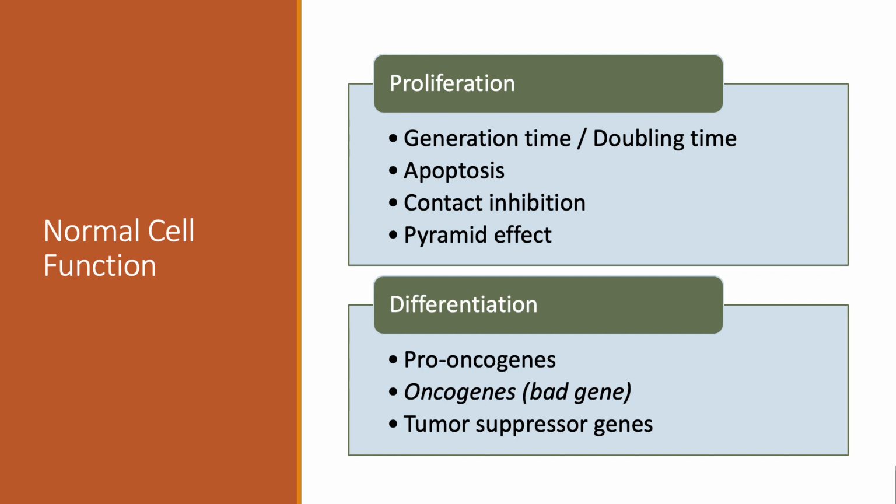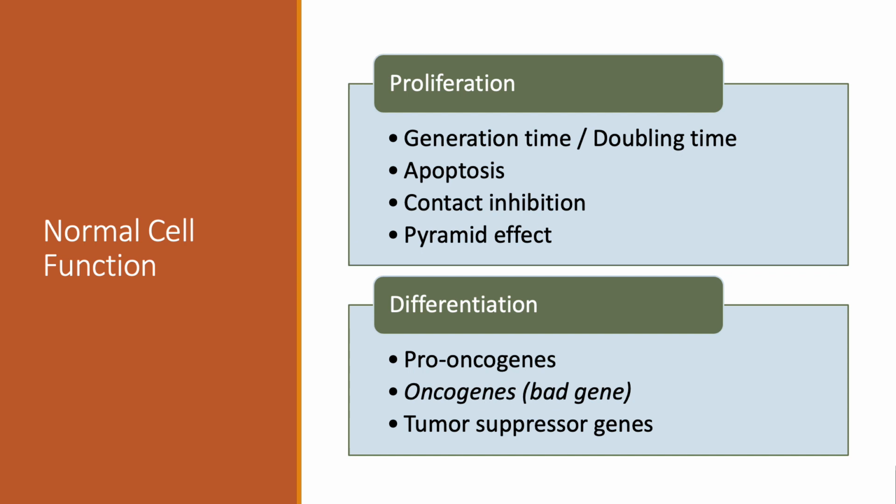It's also influenced by apoptosis, which is programmed death of the cells, and something called contact inhibition, which is when the cells come in contact with different types of cells, they'll slow down or stop growing. The pyramid effect refers to the production of two or multiple cells during mitosis. So you have like 2 cells, then you have 4 cells, then 8 cells, 16, 32, 64, 128, etc.